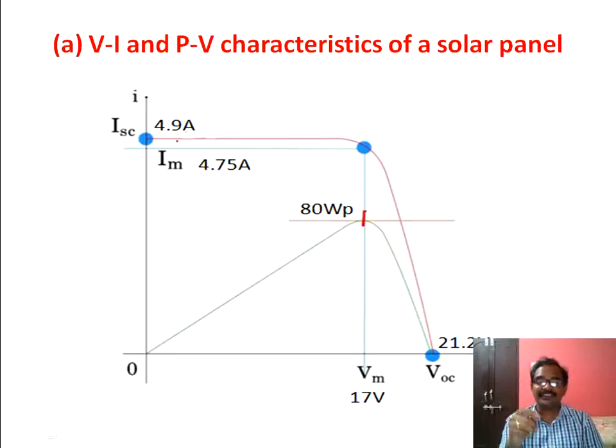Now what are the VM and IM? If I draw a line from the point PM that meets the IV characteristics, and from that point extend it to the right, I will get the IM. It's 4.75 and VM is 17 volts. You can clearly see it. IM is less than the ISC and VM is less than the VOC. It is the first point.